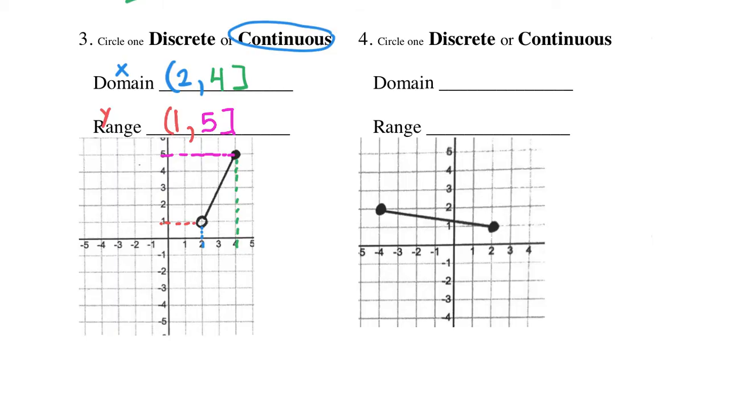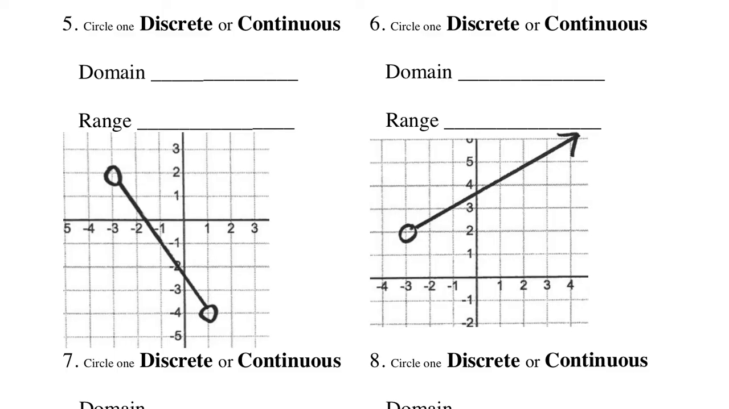Okay, try number 4, pause the video, and then when you're ready to check your answer, unpause. Okay, 4 was also continuous. Domain, -4 with a bracket to 2 with a bracket because of the closed circles. The range, 1 to 2, closed circles, so bracket and bracket. Okay, turn the page.